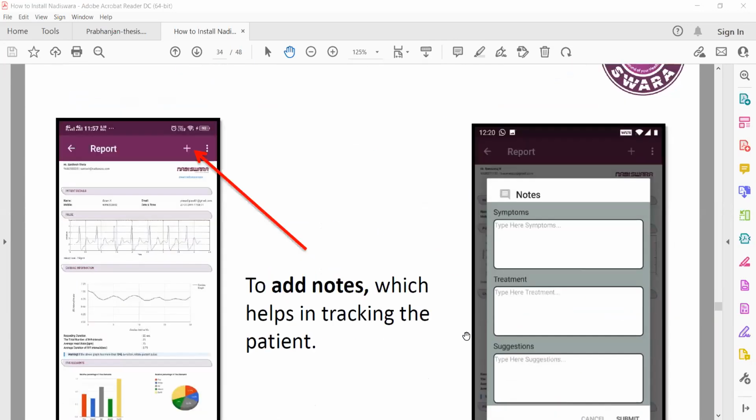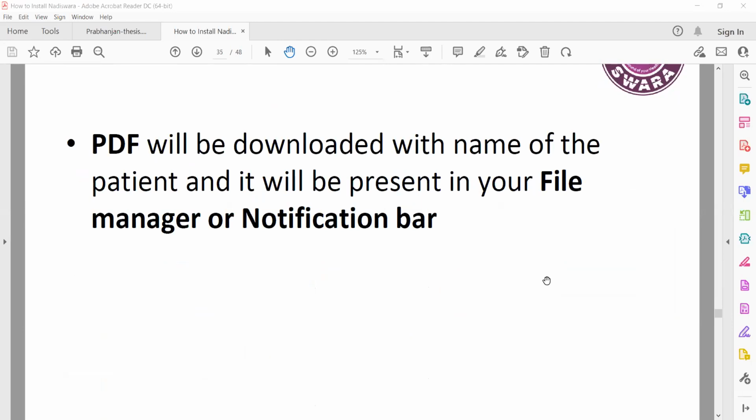Fine. So the rest of the things you know. So this is regarding acquiring the pulse. Let's go to the main part: how to diagnose.